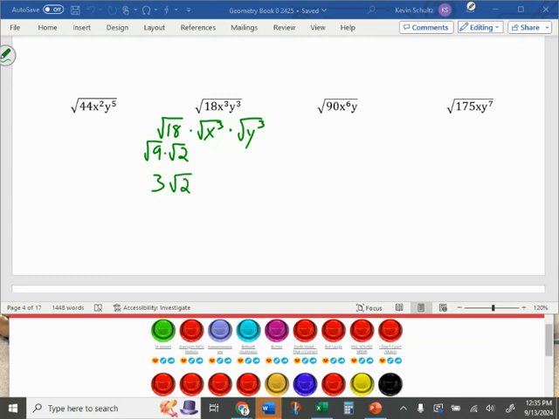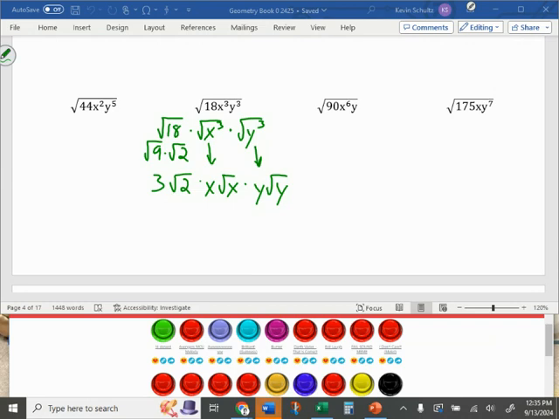What does the root of x cubed simplify to be? x root x. What does the root of y cubed simplify to be? y root y. And so now to put everything back together, can you combine the y's?